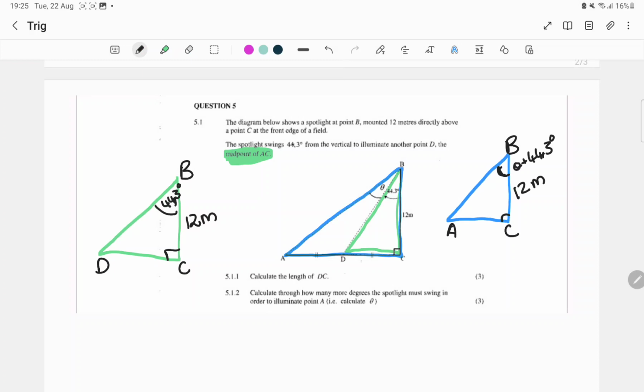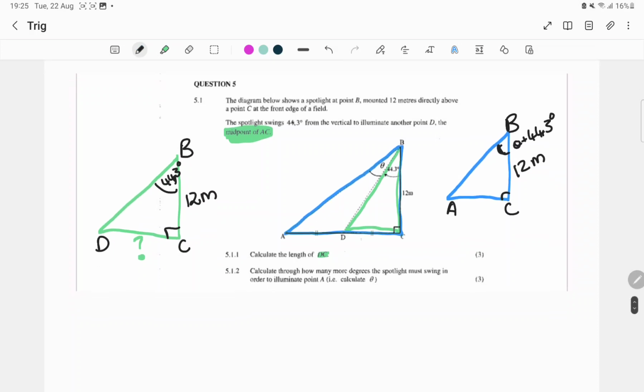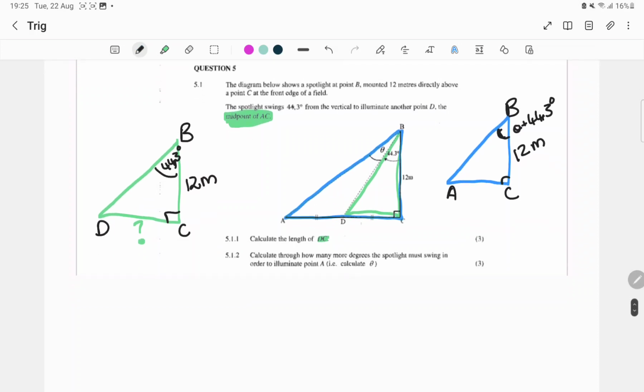So in question 5.1.1, they say, calculate the length of DC. So in which triangle is DC? Is it in my big blue triangle or my small green triangle? Alright, so I can see that DC is in my small green triangle. There it is. Alright, so we're not going to use the blue one at the moment. We're only going to focus on the green one.